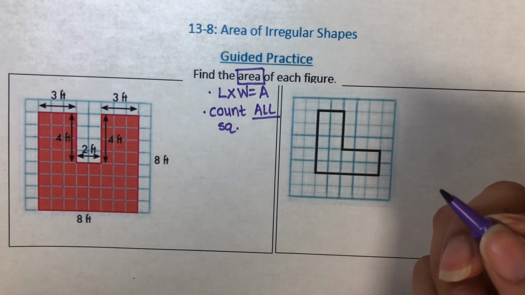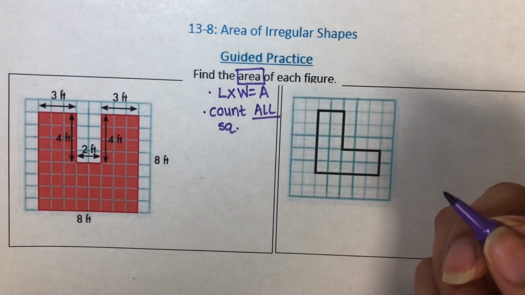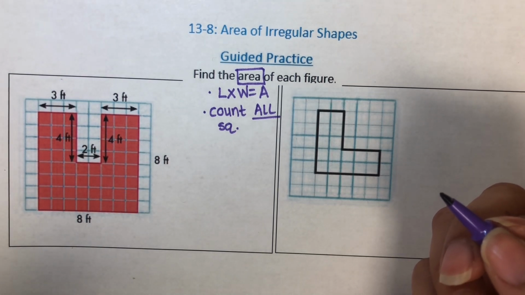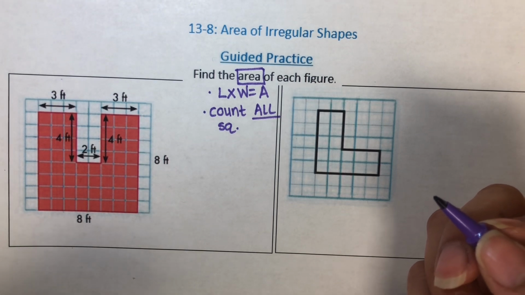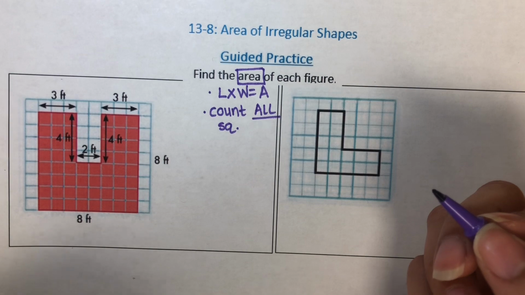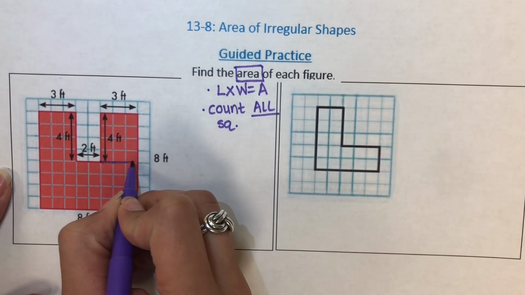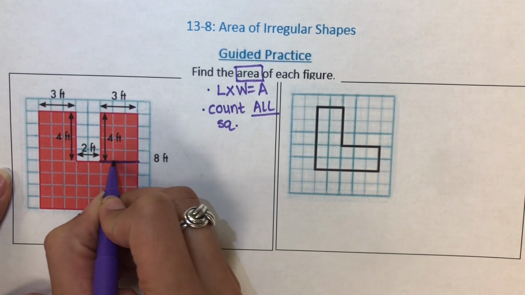So I'm going to first decompose or break apart this irregular figure into 3 regular shapes, which are going to be rectangles, okay? Because length times width equals area helps us to find the area of rectangles. And again, squares are rectangles. So I'm going to draw a line here. I'm going to decompose it here.